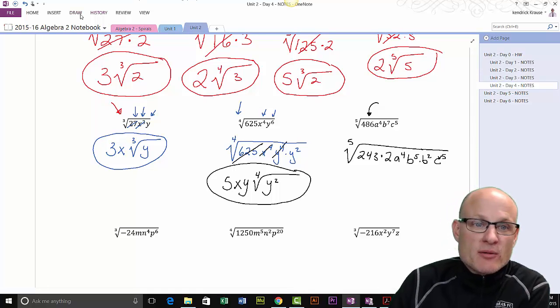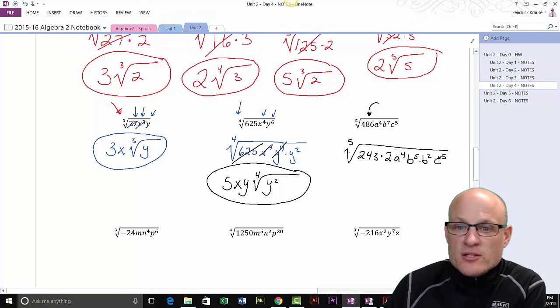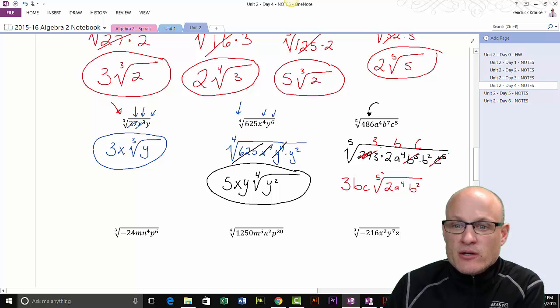All right, let me grab my red pen. So the fifth root of 243 is 3. And the fifth root of this is b. And the fifth root of this is c. So my final answer is 3bc. Fifth roots of... let's see what's left over. 2, a to the fourth, b squared.